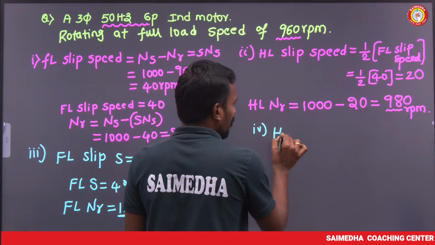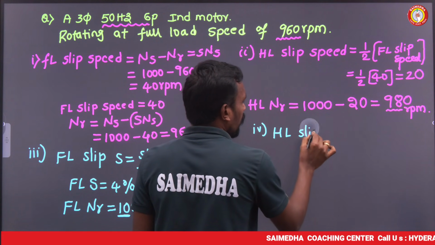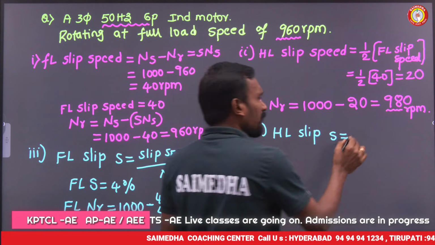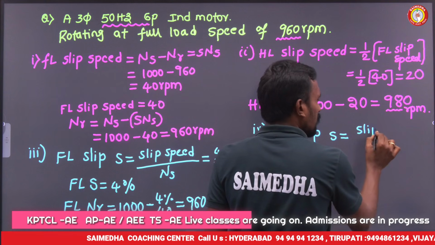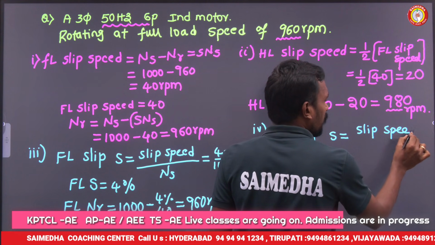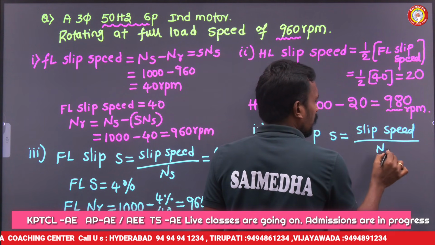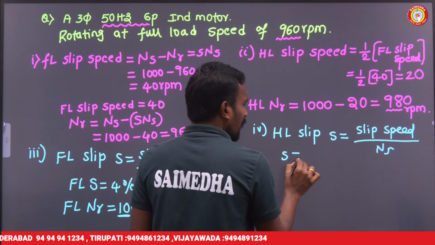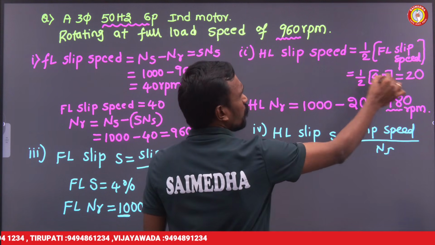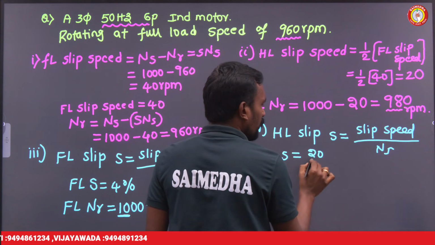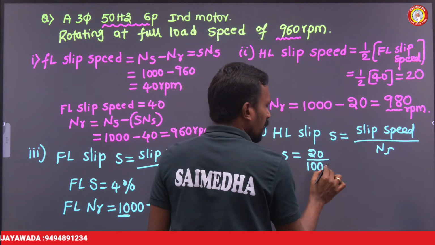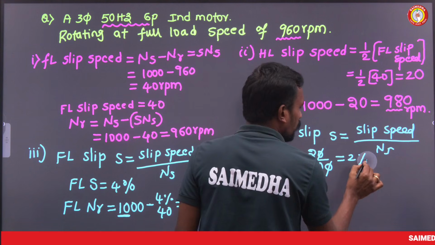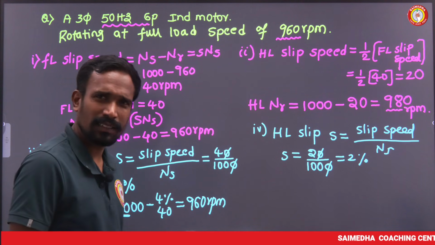Can you tell me, sir? Off-load slip S is equal to slip speed by synchronous speed. What is the slip speed at off-load? The slip speed is 20. 20 out of 1000. Zeros cancel, 2 by 100, which is 2%.